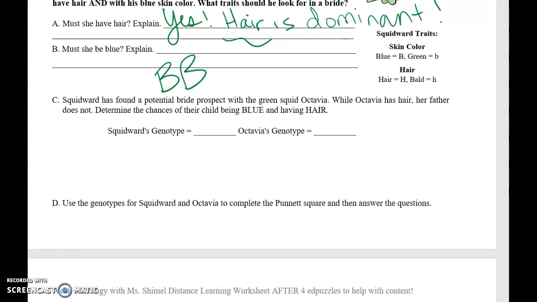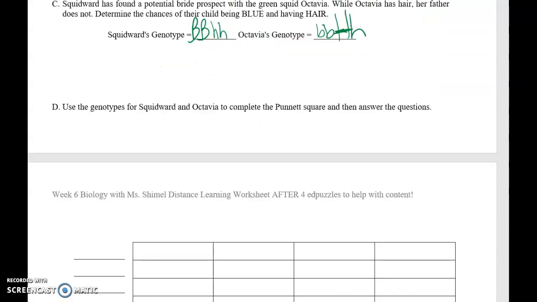Octavia has hair, but her father does not. So what are their chances of their children being blue and having hair? She's heterozygous for that trait. Sorry for this being on the page break. We know that Squidward is homozygous for his blue, and he's bald. Octavia is green, but she has a father without hair, so she must be heterozygous for her trait.